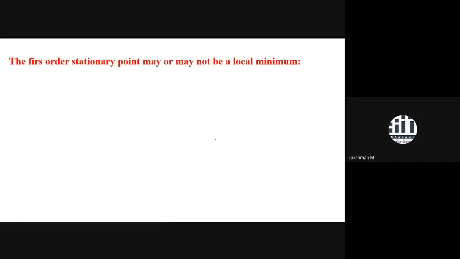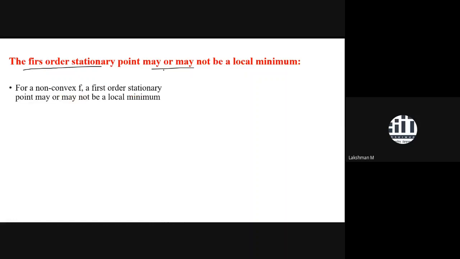So what is happening? A first order stationary point, in general, for a non-convex problem, may or may not be a local minimum. If you have a first order stationary point, you can't directly say that that point would be a local minima. That may be a local minima or may not be. So for a non-convex f, a first order stationary point may or may not be a local minima.